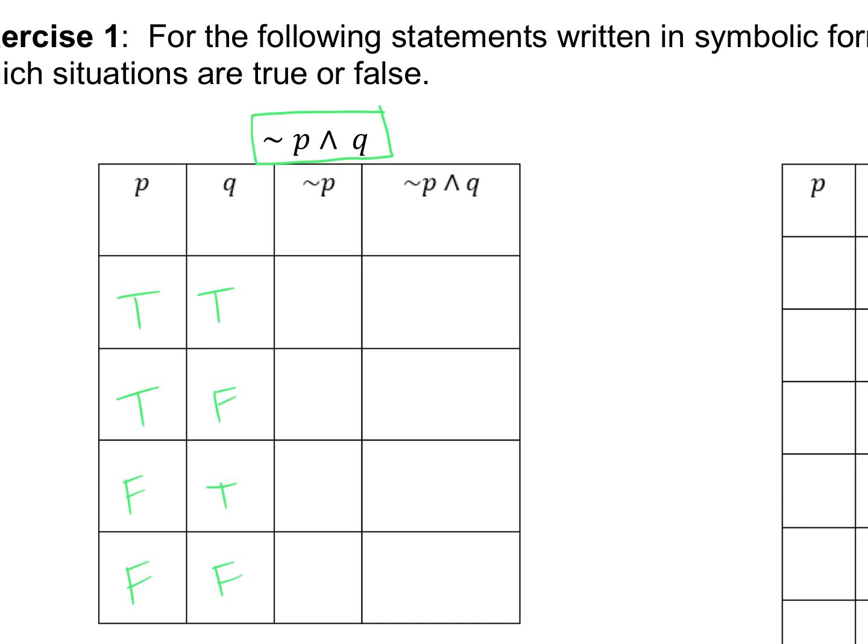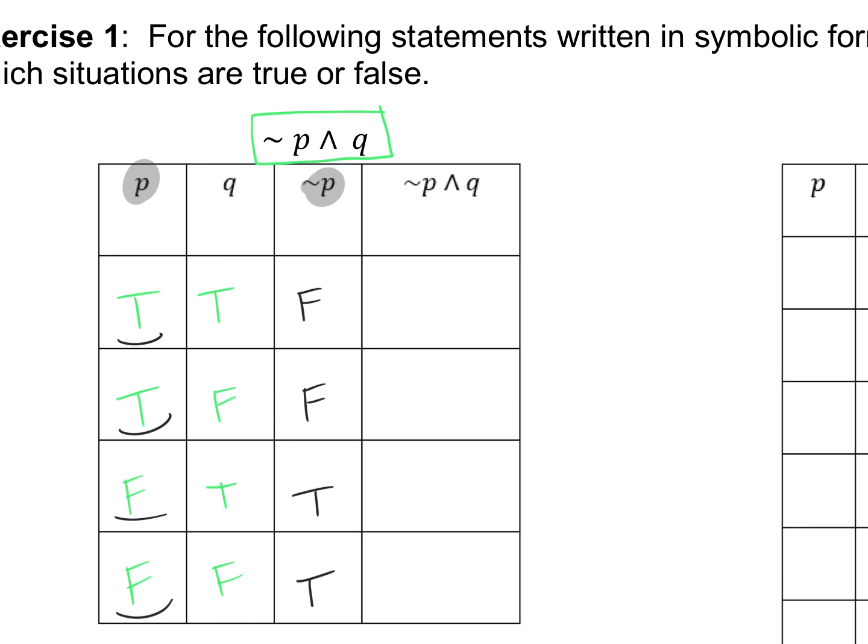So now if we're going to negate P, then we're going to have to look at P and do the opposites. So that's going to end up being false. And then for the next one, false. For the next one, true. For the last one, true. Since negation means take the opposite.